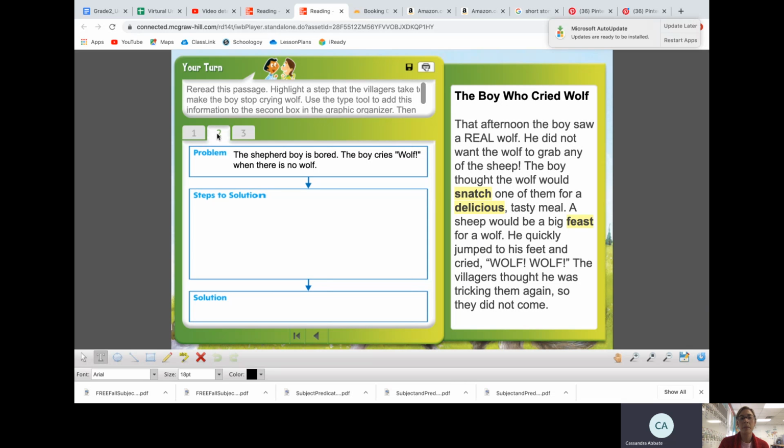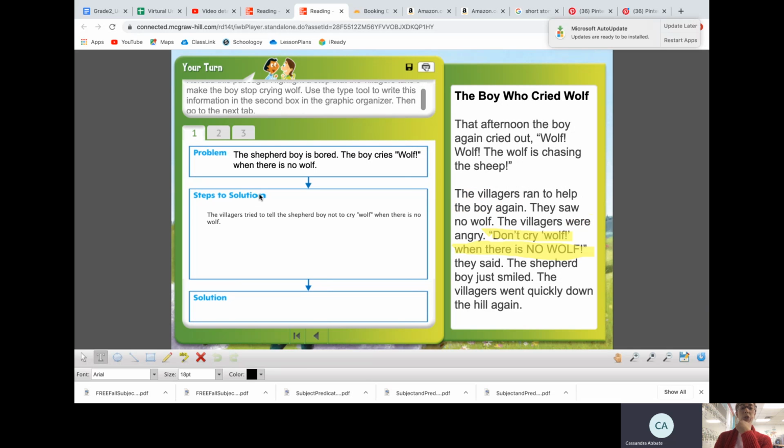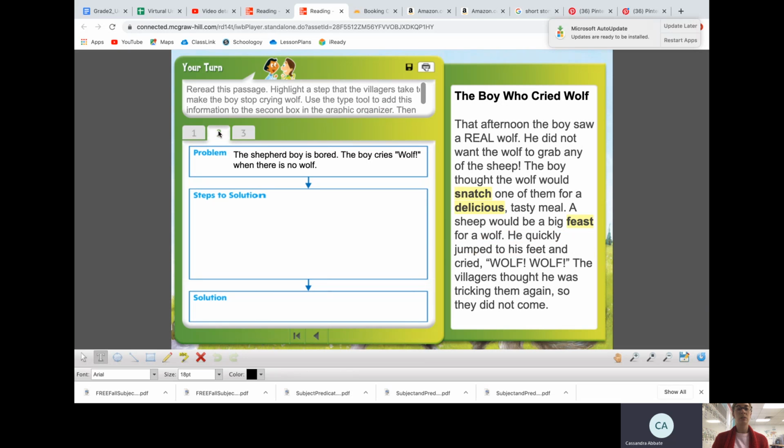Okay, pause the video and get that written down if you don't already have it written down. All right. So we are going to read another part of the text and we're going to add to that steps to solution. So here's what I'm going to do. I'm going to copy this because it doesn't carry over. Okay, so there's another step that the villagers took to again try and teach the boy not to cry wolf. So let's read and see what the step to the solution was.